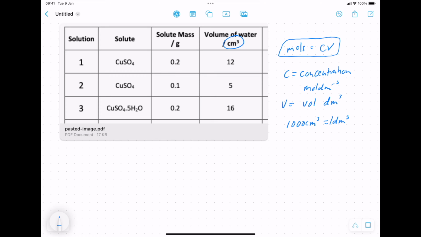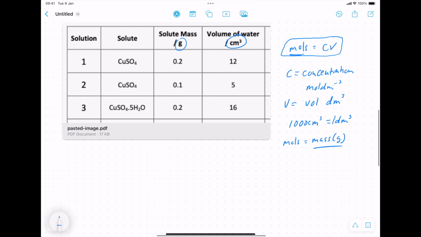Now, you will notice that for each salt, so we've got copper sulfate and just different versions of copper sulfate here, the mass is provided in grams, and you will notice there's no mass in this moles formula. So what we need to do, if we're going to work out the concentration, is determine what the moles are first of all. Now we can't get it from this formula, but we can get it from the moles equals mass over RFM formula. So again, this is another one I've covered in a previous video. All the links are below in the description.